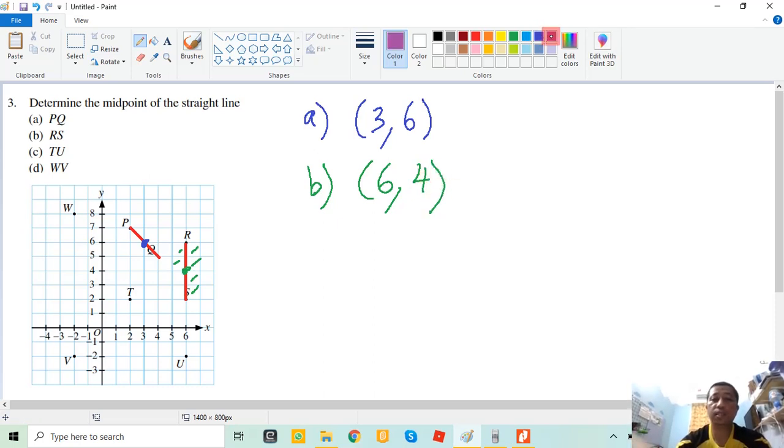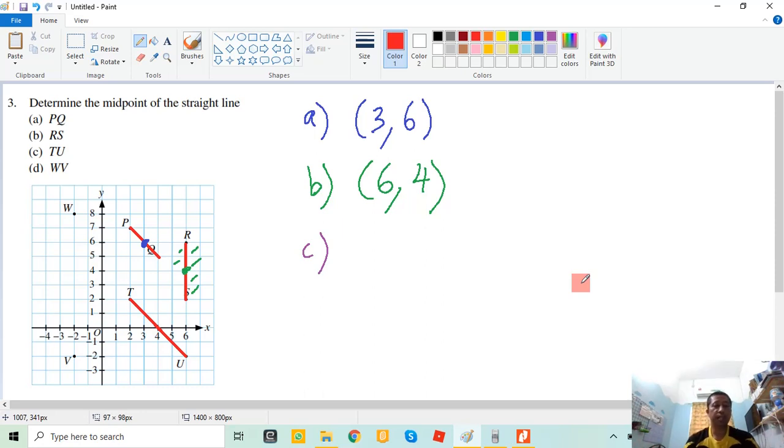Okay. Next, we go to question C. Question C, TU, line TU. Okay, so let me draw the line first. Oh, sorry. Line TU. Okay, and then click pencil. Okay, so this is the straight line. So where is the center? Where is the midpoint? Okay, there are a few ways to do it.